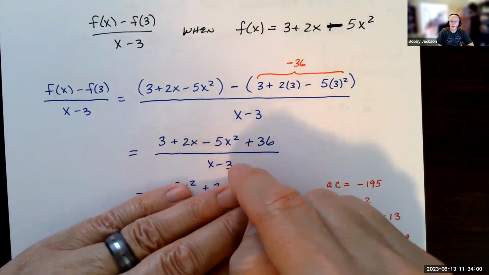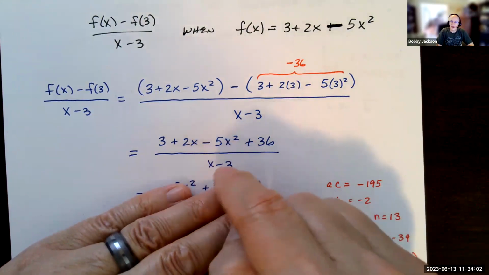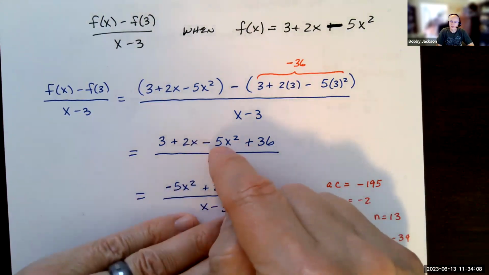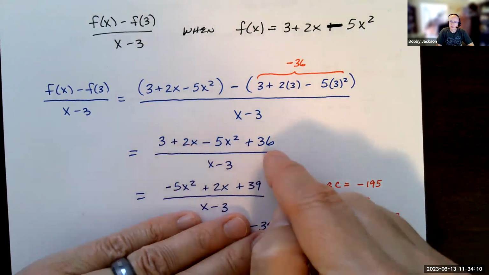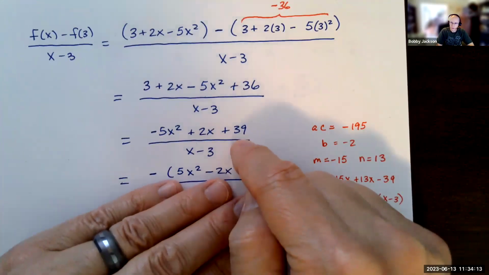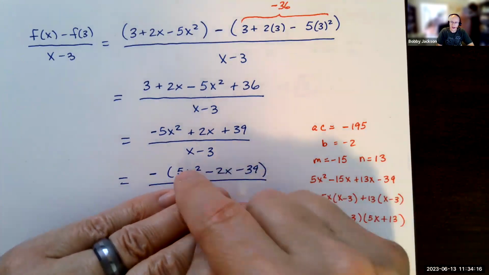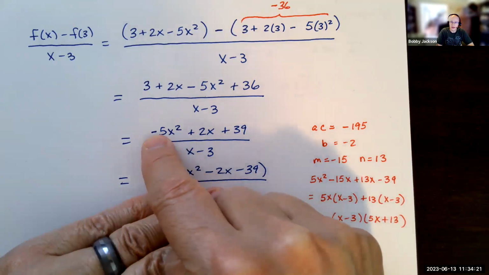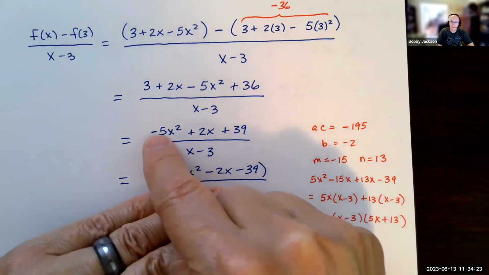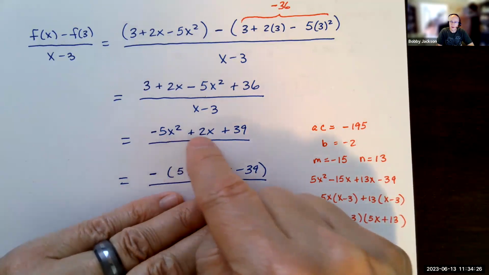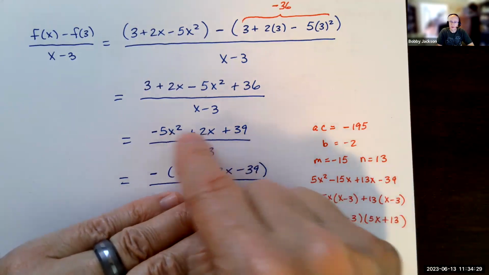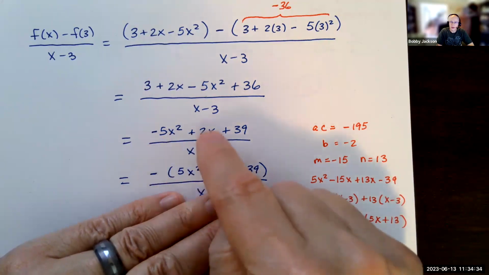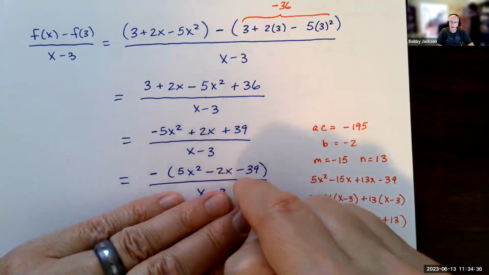Now, by simplifying, what we're going to do is see if I can find a common factor of x minus 3 up top here. So I first need to simplify. I got negative 5x squared plus 2x, and then 3 plus 36 is 39. Now I want to factor this. I don't like the negative in front of my x squared term, so I'm going to factor out a negative 1. There's no other GCF other than plus or minus 1. I pull out a negative 1 to get a positive 5x squared. That makes the 2x a negative 2x and the 39 a negative 39.